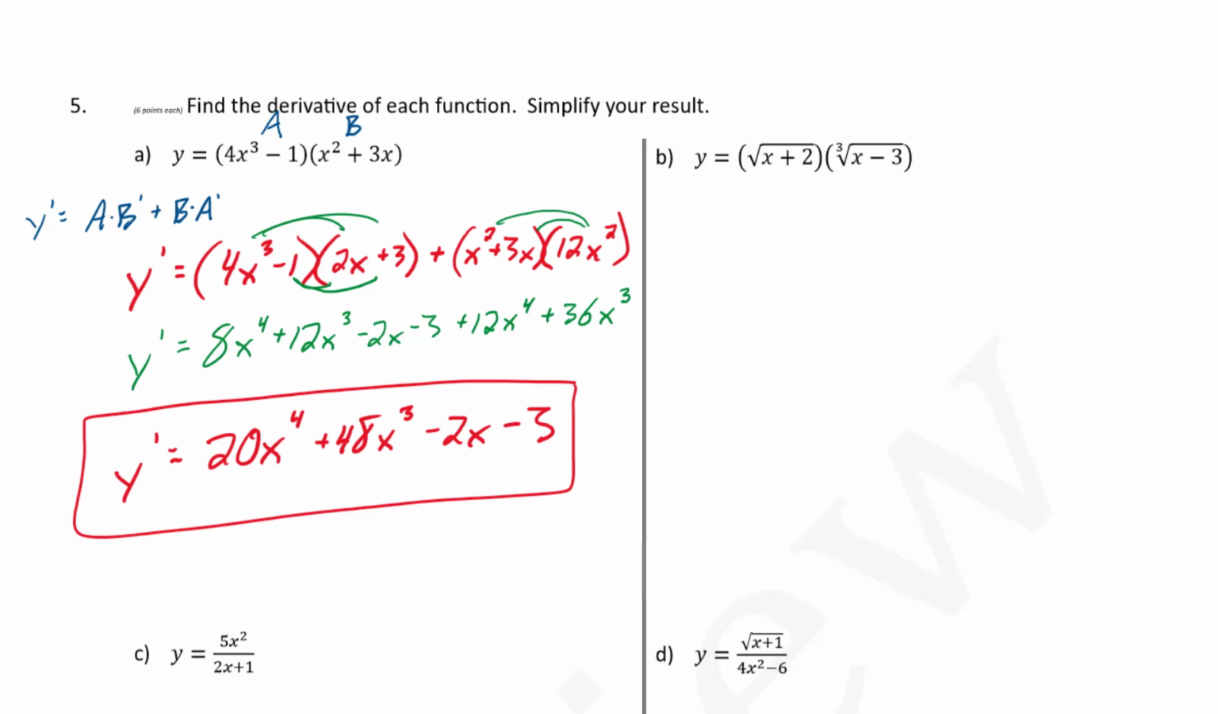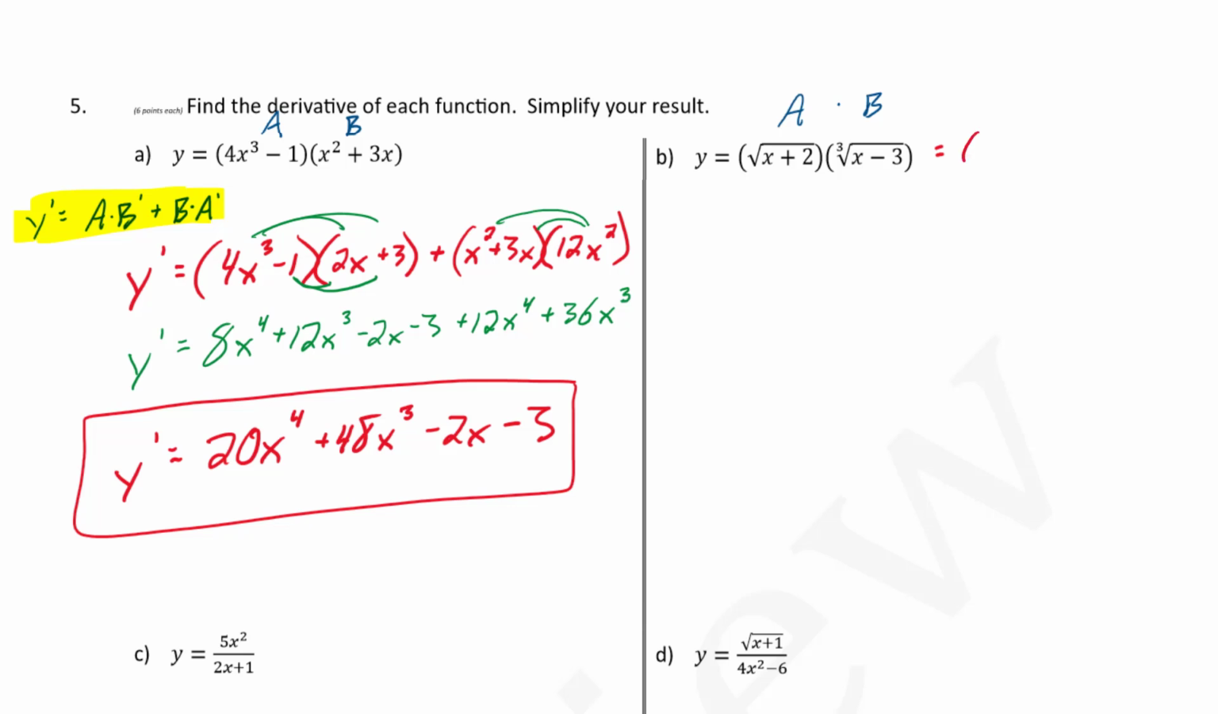Letter B, on the other hand, I really wouldn't have the option to multiply out, so this is one where I would have to use the product rule, just because the square root and a cube root really don't interact with each other very well. So this is again going to follow that a times b pattern. So on the far left, again, still going to utilize this guy, doing a times b prime plus b times a prime.